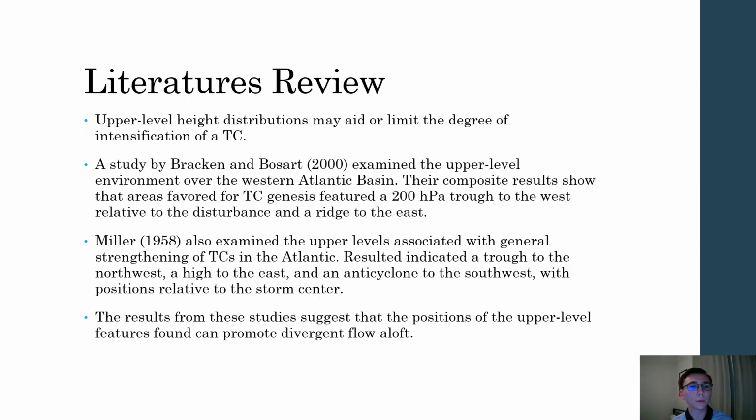Similarly, Miller in 1958 also examined the upper levels, but only with general strengthening of tropical cyclones, not just genesis or rapid intensification, in the Atlantic. His results indicated a trough to the northwest in the climatology, a high to the east, and an anticyclone off to the southwest. Again, all of these positions are relative to the storm center.